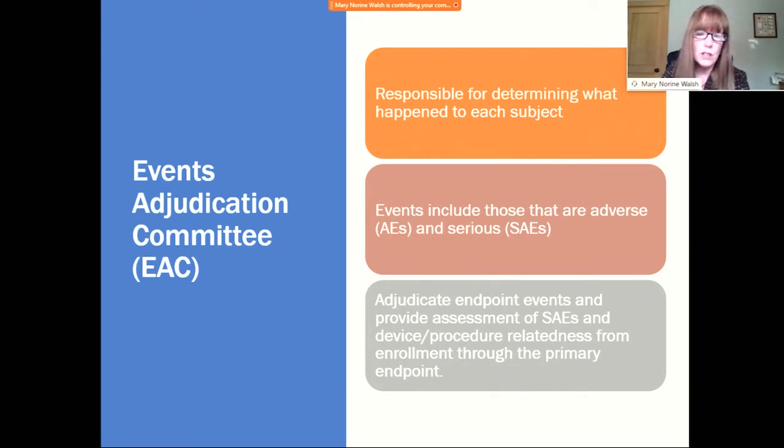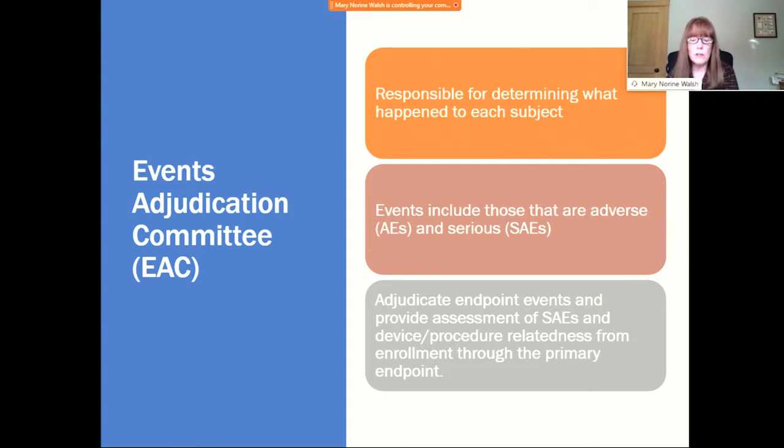What about the Events Adjudication Committee, or the EAC? This is a separate committee from the steering committee that's responsible for determining what happened to each subject. So if there's an adverse event or a serious adverse event, the Events Adjudication Committee decides what happened and how this should be categorized. If you, as a site investigator, have an adverse event happen to your patient, you must report that to the sponsor, and the EAC then looks at it as well and decides whether they agree with how you stipulated that adverse event happened.